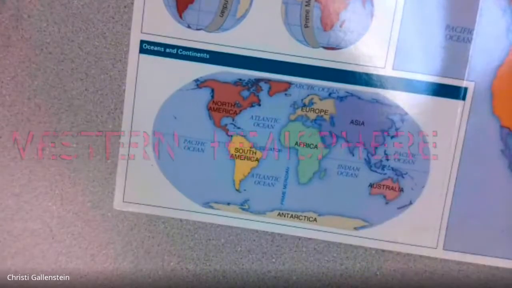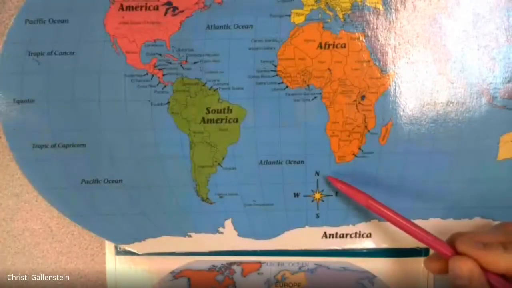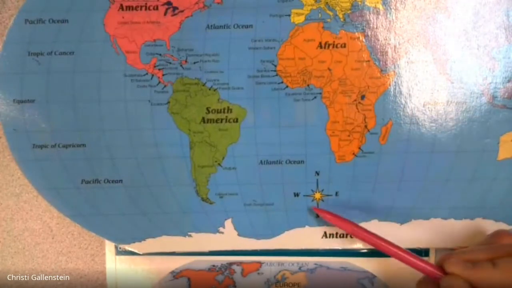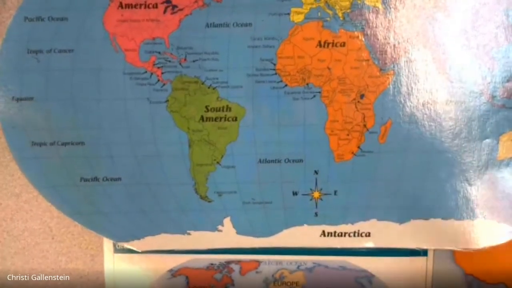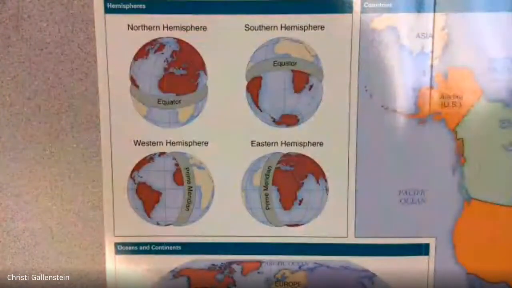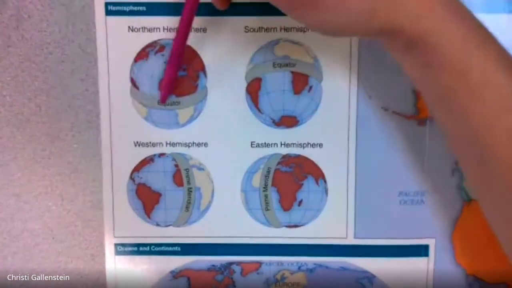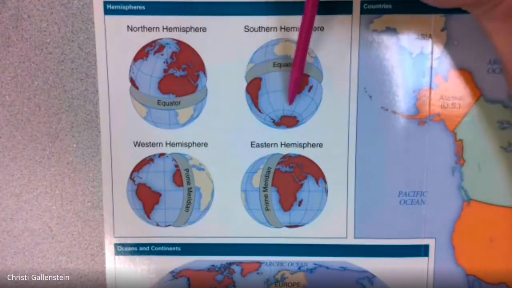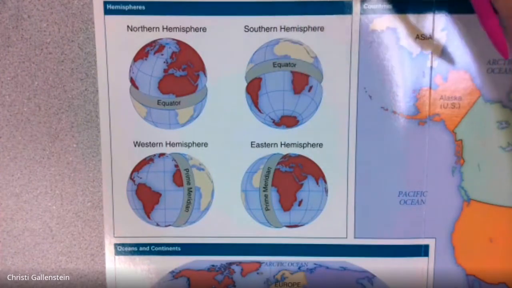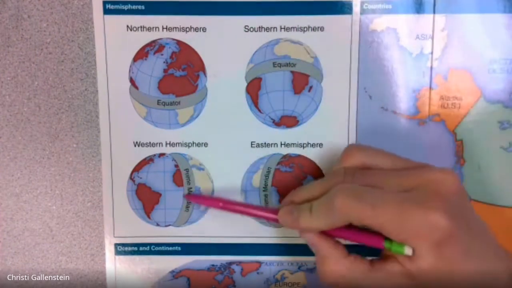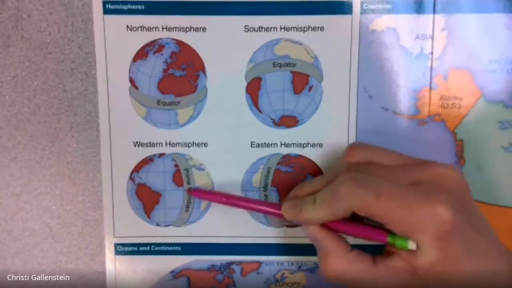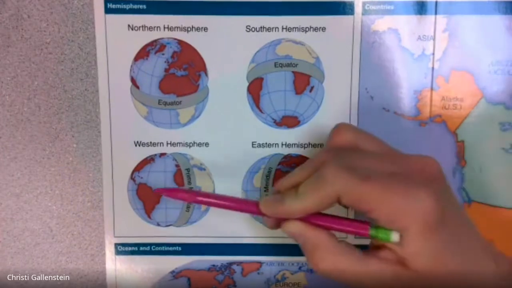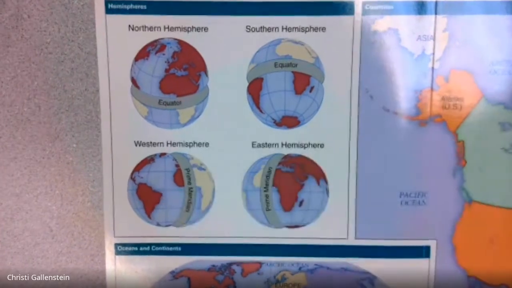If you look at a map or a globe on your own and you can find the compass rose, it will remind us which direction is which. Let's look at this map here. The equator runs east and west, and it divides the Earth into the northern and southern hemispheres. The prime meridian is a line that runs north and south, and it divides the Earth into the eastern and western hemispheres.